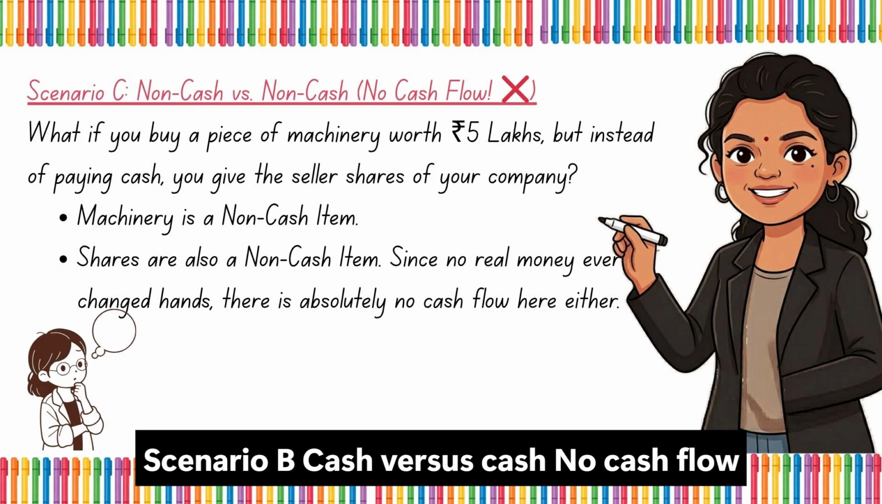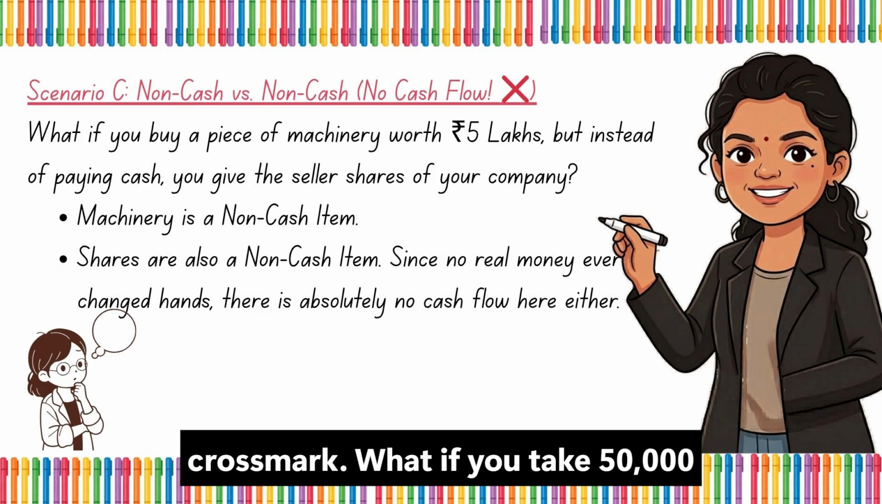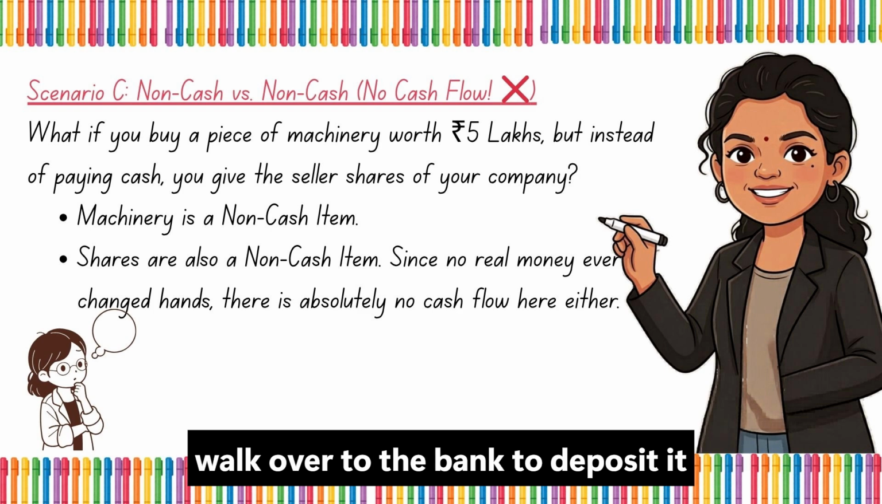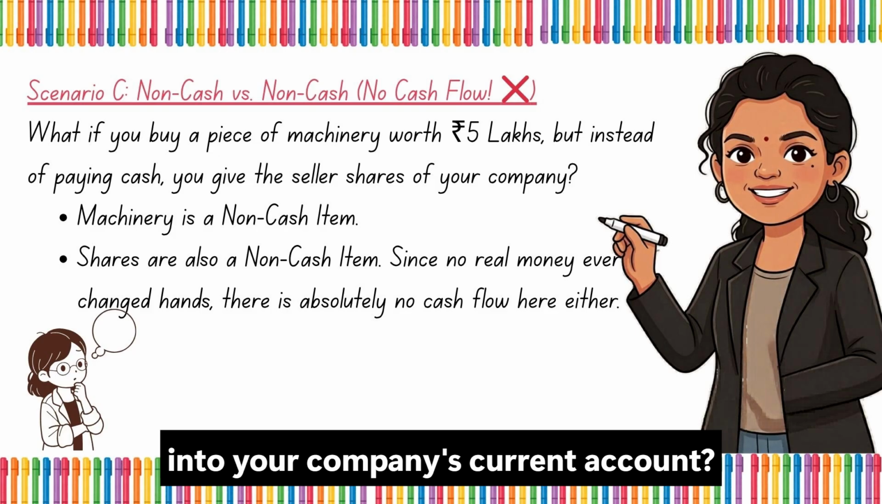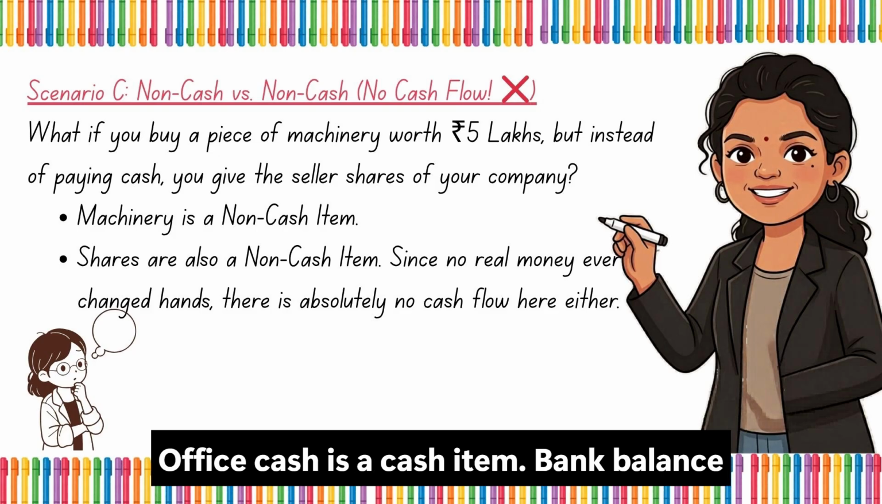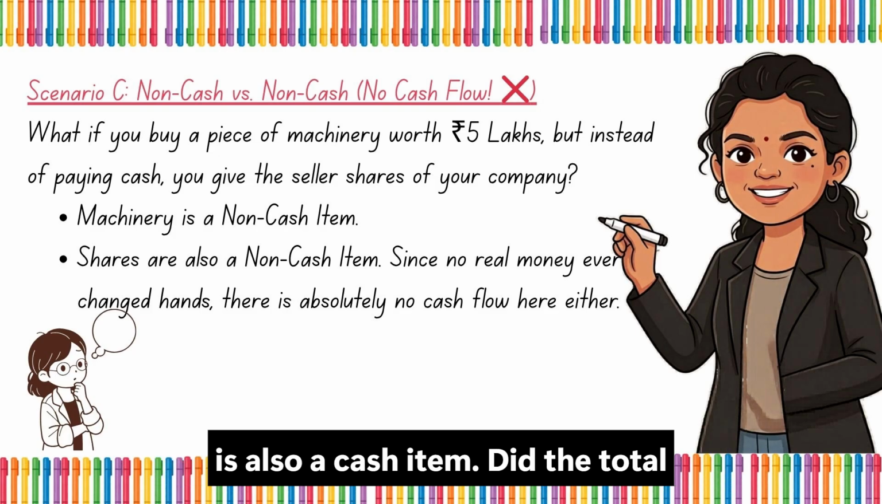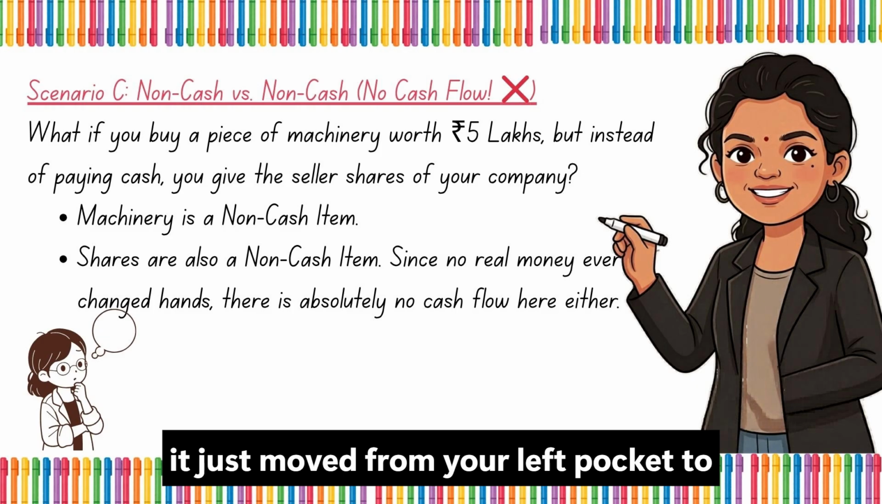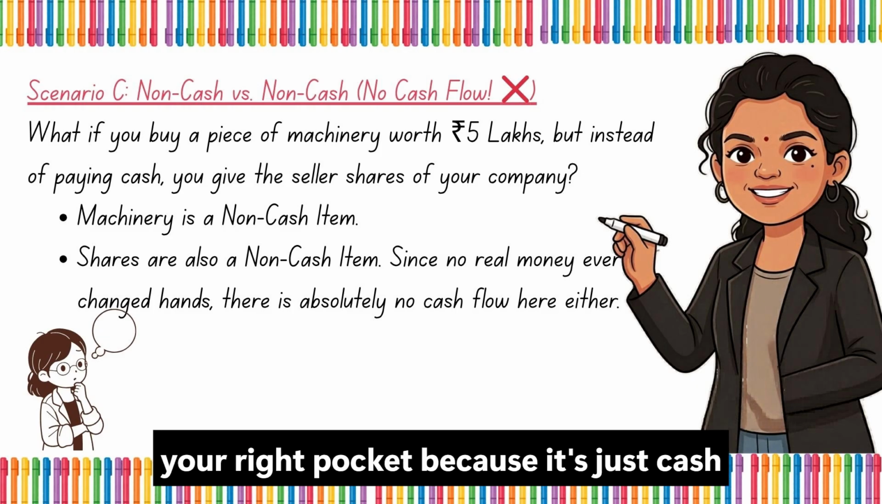Scenario B. Cash versus cash, no cash flow. What if you take 50,000 rupee physical cash from your office drawer and walk over to the bank to deposit it into your company's current account? Office cash is a cash item. Bank balance is also a cash item. Did the total money owned by the company change? No. It just moved from your left pocket to your right pocket. Because it's just cash moving into cash, there is zero net cash flow.